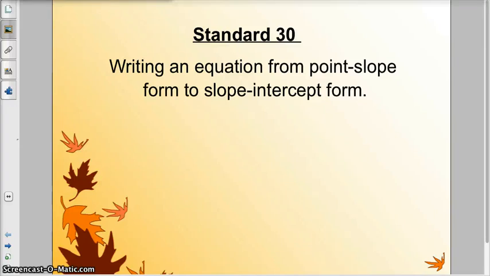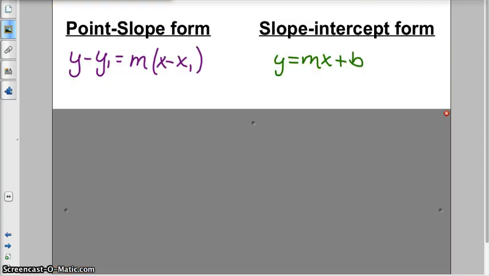All right, this is standard 30, which is writing an equation from point-slope form to slope-intercept form. Okay, let's talk about the difference between the two before we start. So point-slope form is y minus y sub 1 equals m times x minus x sub 1.